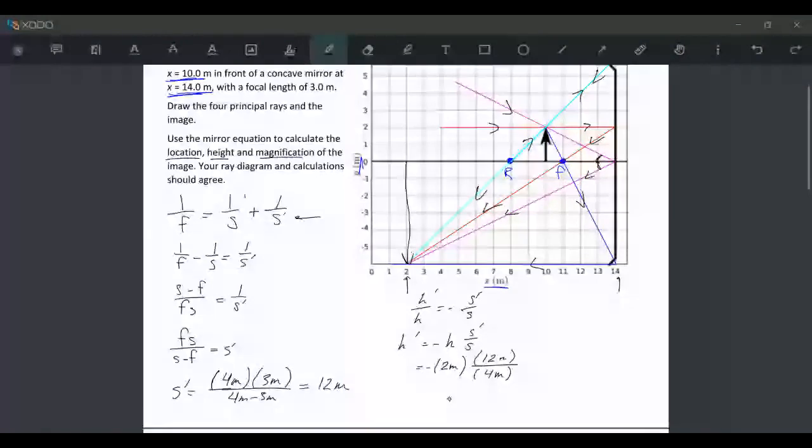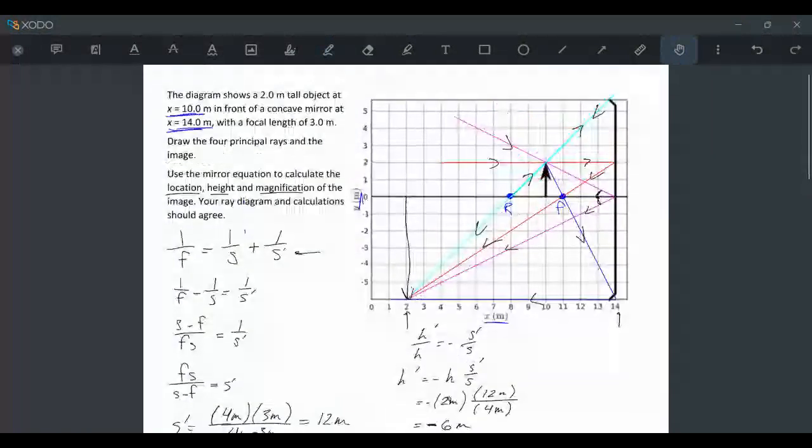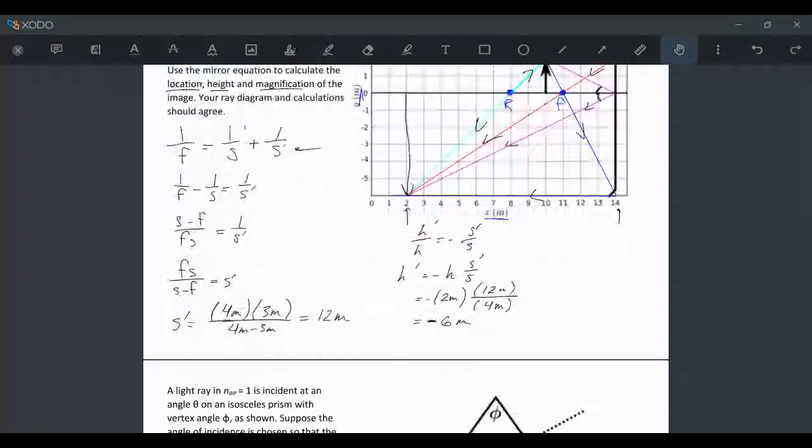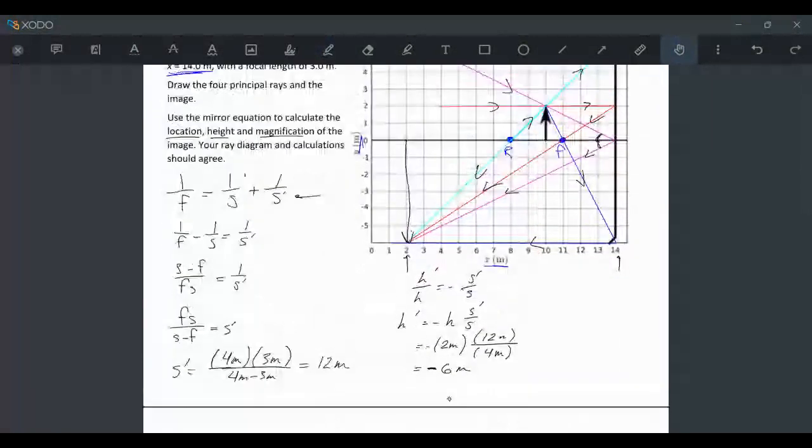And S is 4 meters. This fraction on the right is 3. The object height was 2, so this is minus 6 meters. This makes sense. The minus just means that the object is upside down. If it was positive 6, it would have the same position, but it would have been here, but it's not. And 6 meters matches the height that we got in the drawing. That's why there's 1 meter per grid space.